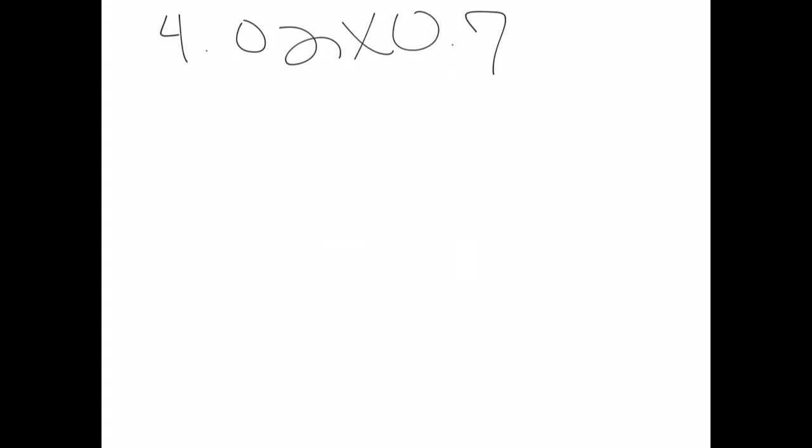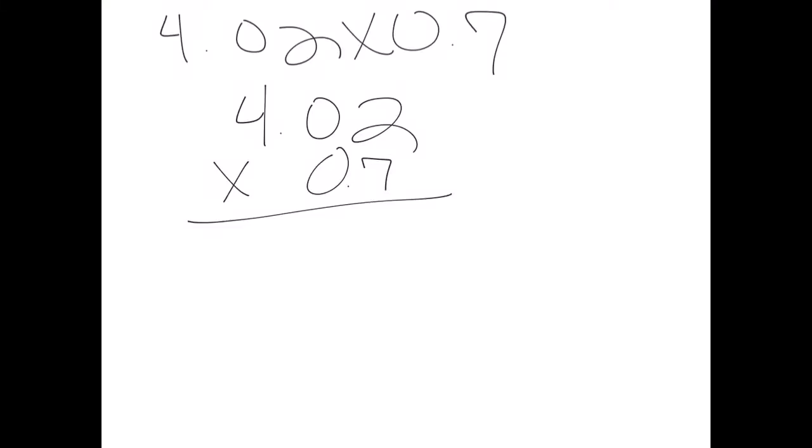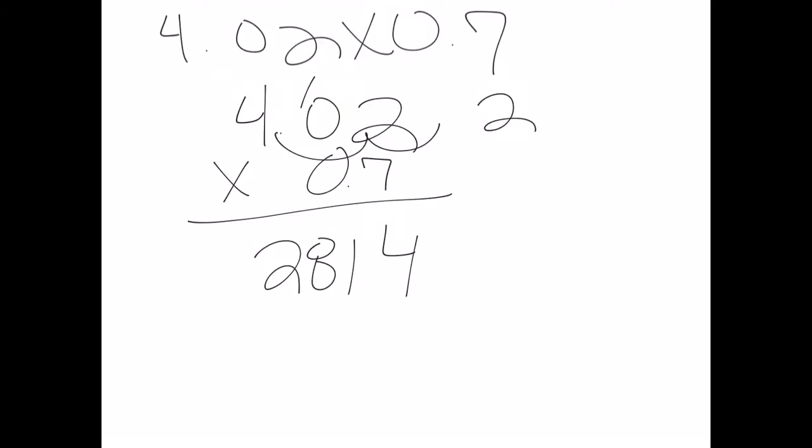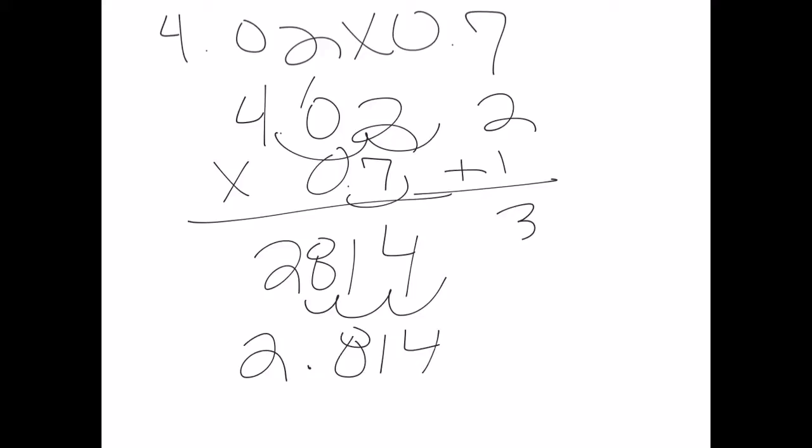To multiply 4 and 2 thousandths by 7 tenths, you first must write it down. The decimal places do not have to line up. When you multiply, 7 times 2 is 14, 7 times 0 is 0, plus 1 is 1, 7 times 4 is 28. You then count your decimal places, and then you get 3. You move the decimal place over 3 times, and that's how you get 2 and 814 thousandths.